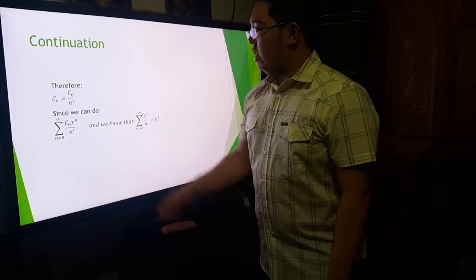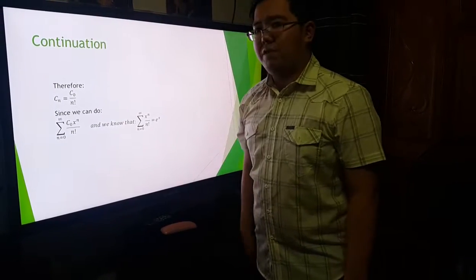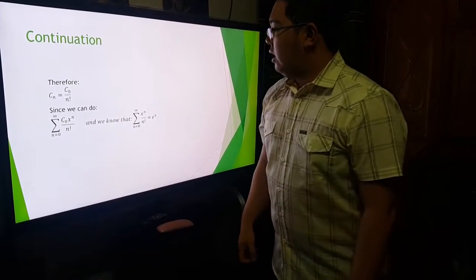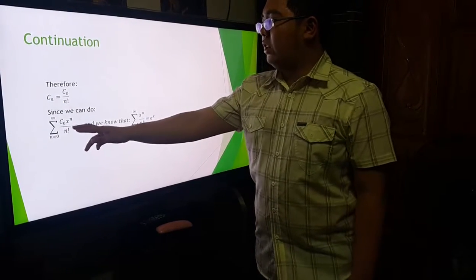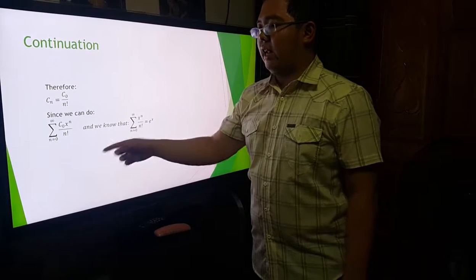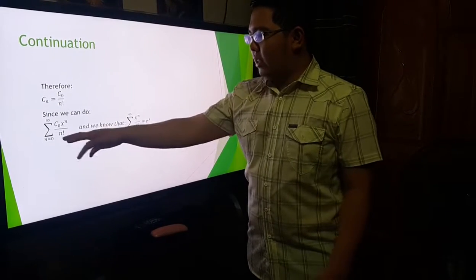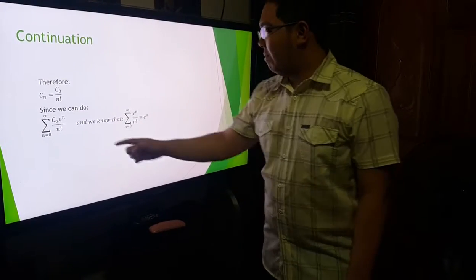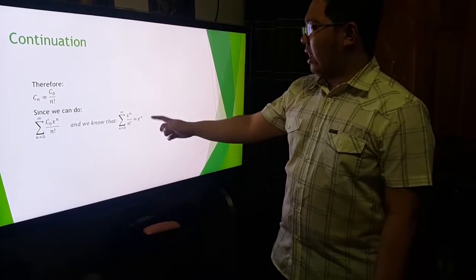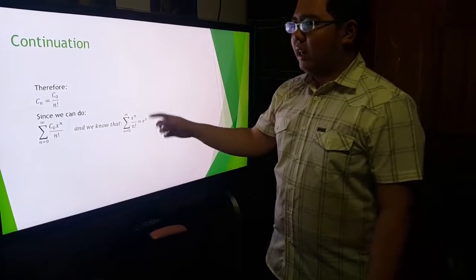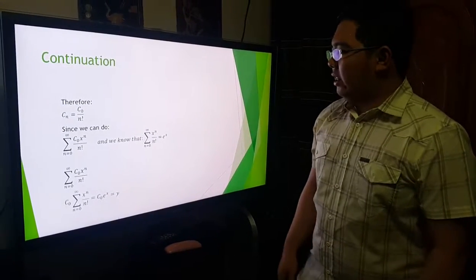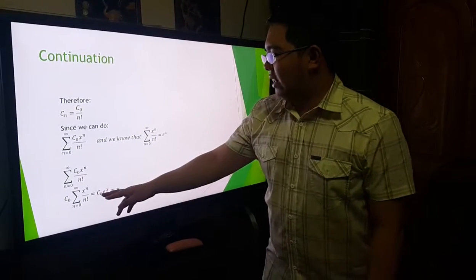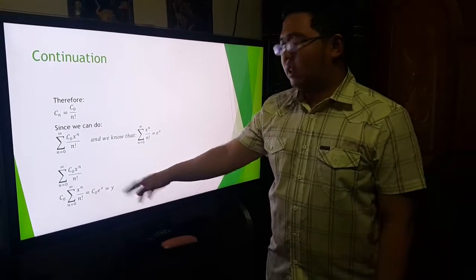Since c_0 over n factorial is a very familiar term to us, we can assume that the summation of c_0 x raised to n over n factorial, to the limits n equals 0 to infinity, is c_0 times the summation of x raised to n over n factorial, which is e^x. And therefore, we can conclude that c_0 e^x is equal to y.